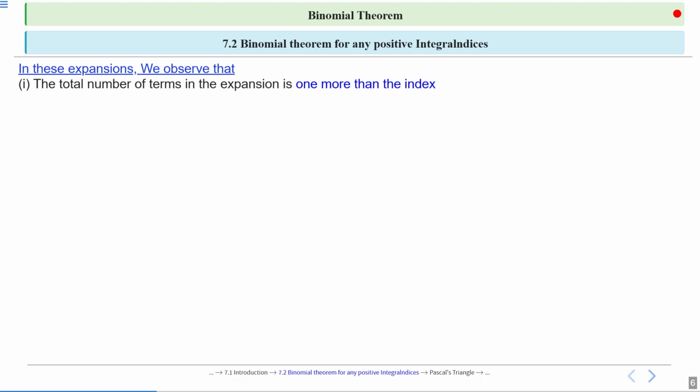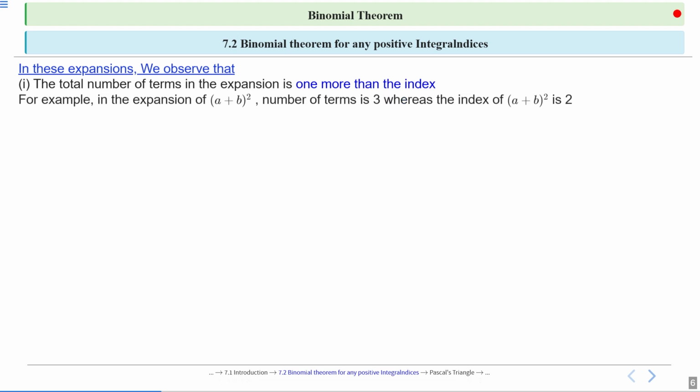So we observe here the total number of terms is 1 more than the index. For example, if the index is 2, then there will be 3 terms. If the index is 3, then there will be 4 terms. So let's look at an example. In the expansion of (a + b)², the number of terms is 3, whereas the index of (a + b)² is 2.